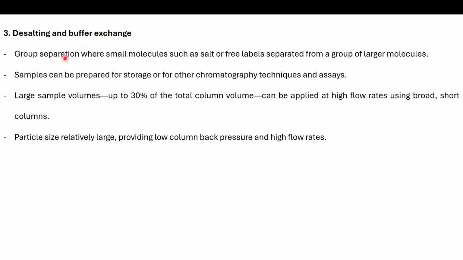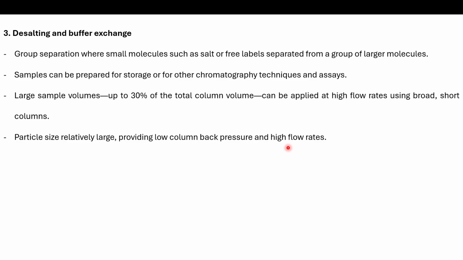So in desalting and buffer exchange, larger sample volumes are used, up to 30% of the total column volume, that can be applied at high flow rates using broad, short columns. Particle size is relatively large, providing low column back pressure and high flow rates. Okay. Because if the particle size is large, it won't enter the pores of the matrix, right? So it will pass through without getting inside the pores, so you can keep the flow rates higher.